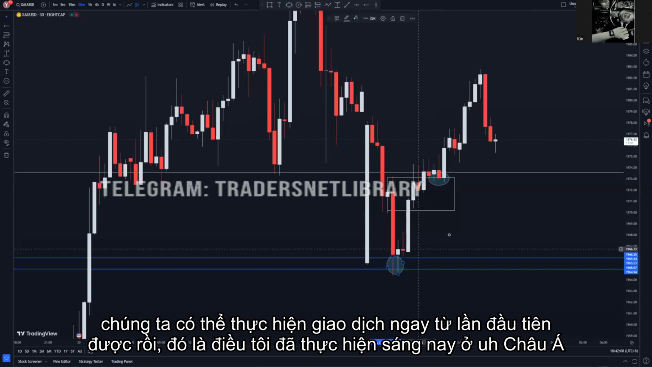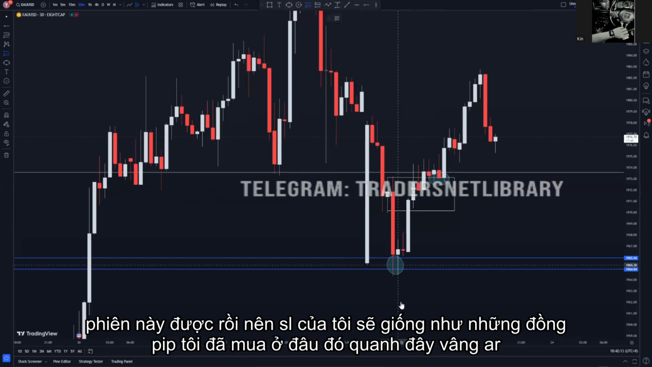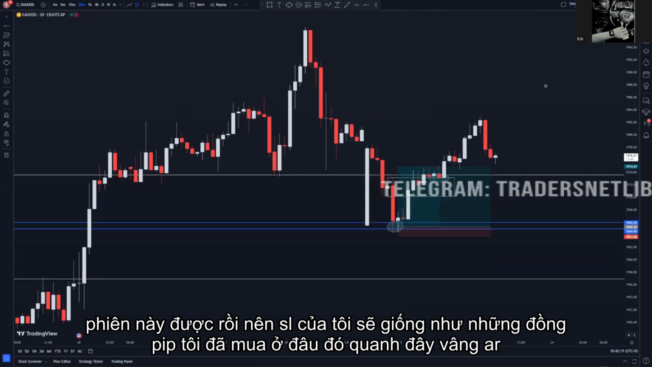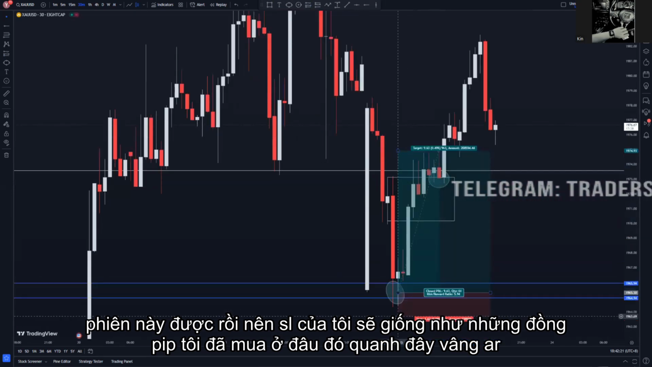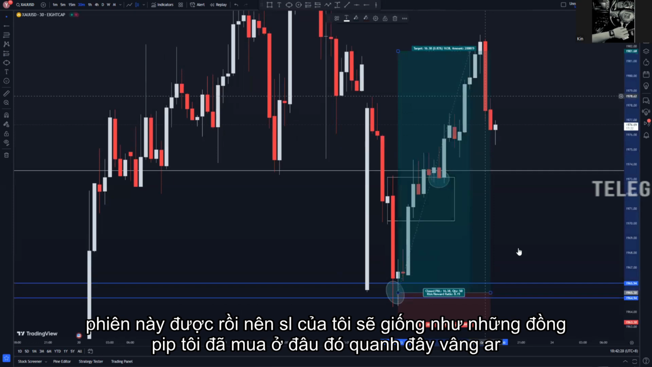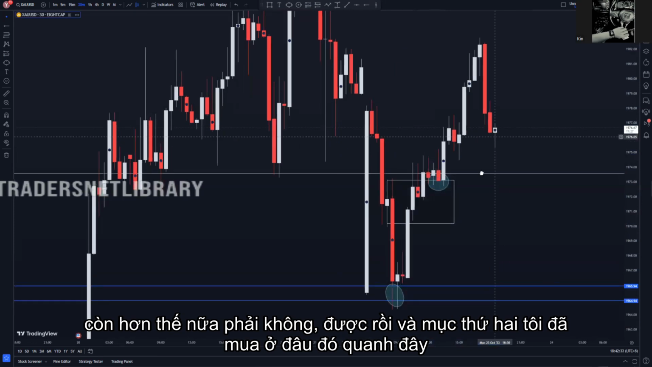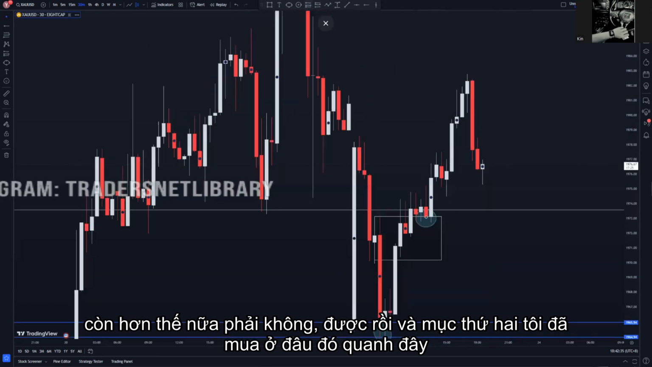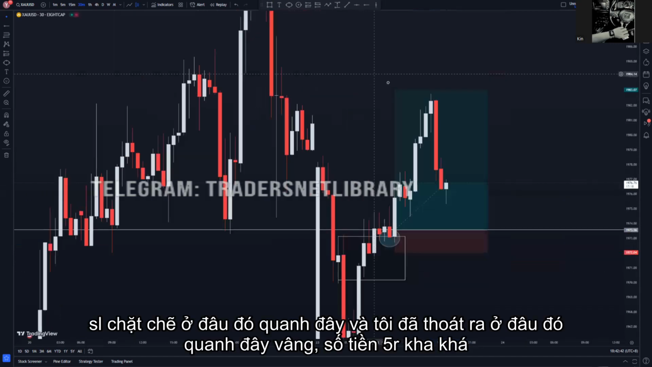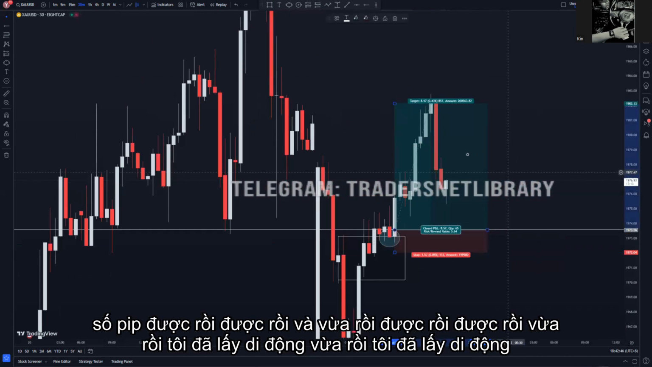The first one I took this morning during Asia session. My SL is going to be like 20 pips. I took a buy somewhere around here. More than decent, right? And the second entry, I took a buy somewhere around here with a tight SL somewhere around here, and I exited somewhere around here. 5R, a decent amount of pips, right?